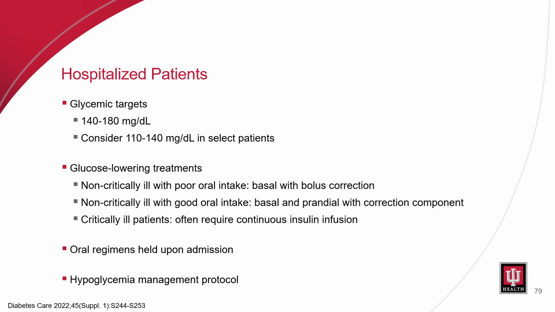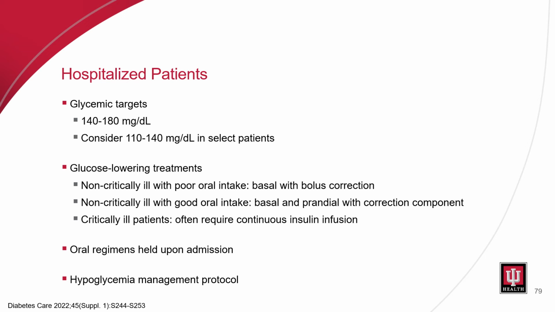However, you may consider a more stringent goal of 110 to 140 milligrams per deciliter in select patients, such as those who have gone through cardiac surgery or critically ill post-surgical patients, in order to promote the wound healing that's needed for them.